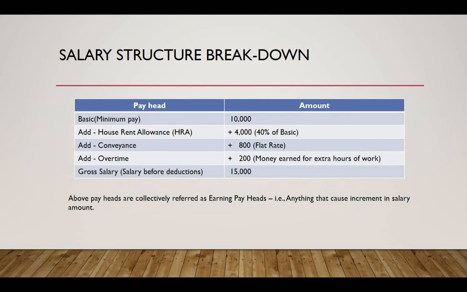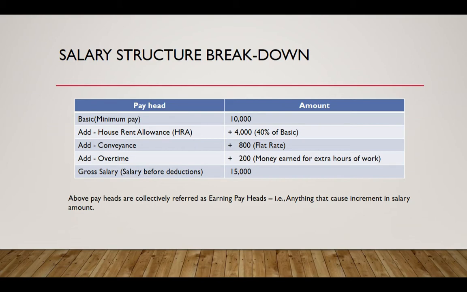Let me explain the breakdown of the given salary. The employer is paying basic of rupees 10,000, which is the minimum pay of an employee. The employer is paying rupees 4,000 towards rent expense of the employee, and conveyance, which is the transportation charge of an employee, is rupees 800 paid by the employer, and the employee is also earning overtime of rupees 200, and the sum of these pay heads makes the gross salary, which is 15,000 rupees.